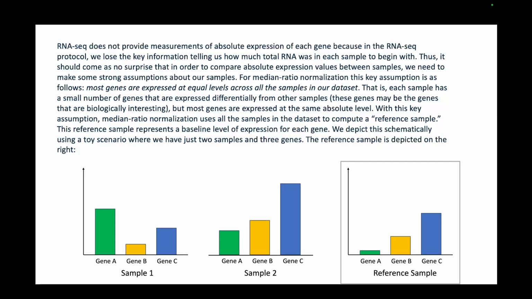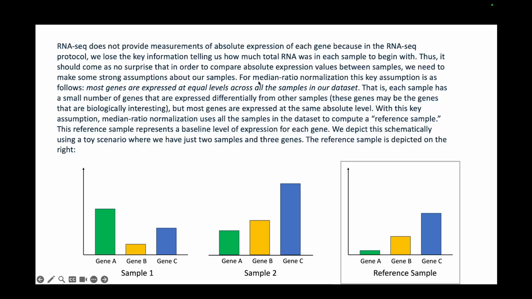Okay. So RNA sequencing does not provide measurements of absolute expression for each gene because in the RNA sequencing protocol, we lose the key information telling us how much of total RNA was in each sample to begin with. Thus, it should come as no surprise that in order to compare absolute expression values between samples, we need to make some strong assumptions about our samples.